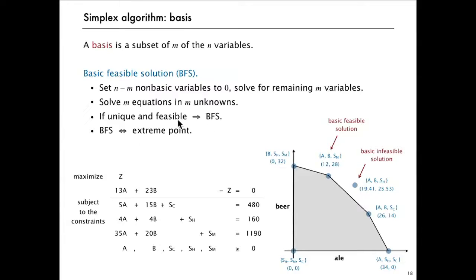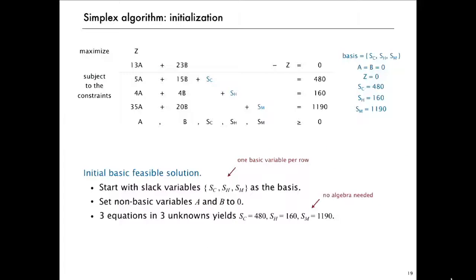It says if it's unique and feasible, it's a basic feasible solution. It could be like if you put a, b, and s_h to be in your basis, you set the other ones to 0. It's not feasible. It's outside of the simplex, so we won't even consider those.